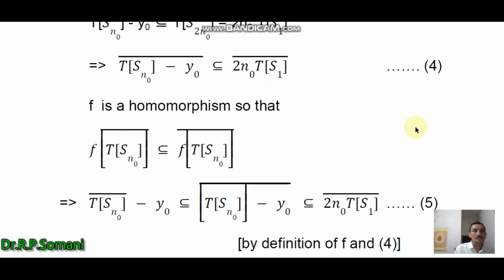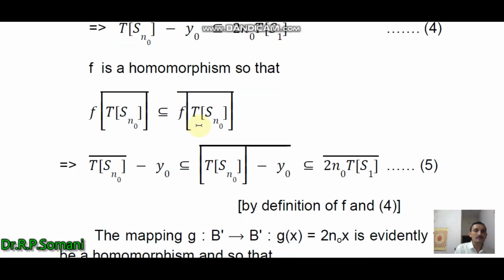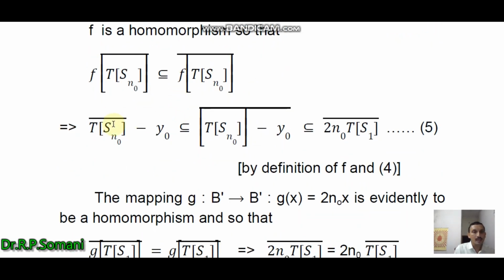And now we apply the mapping F, as F is a homomorphism, so that F of the T Sn0 bar is a subset of the F T Sn0 whole bar. So by the definition of F, this we can write as T Sn0 bar minus y0 is a subset of the T Sn0 minus y0 bar, and this is a subset of the 2n0 T S1 bar by definition of F and equation 4. So this we denote as equation number 5.